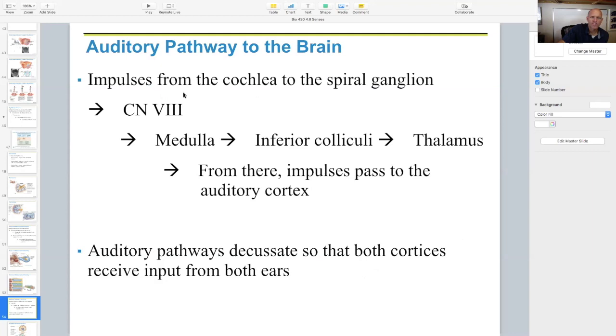That is going to send that information to the cochlear division of the vestibulocochlear nerve. That information goes to the medulla, which then goes to the inferior colliculi, which then gets the thalamus to be passed on to the auditory cortex, which is in our temporal lobe.